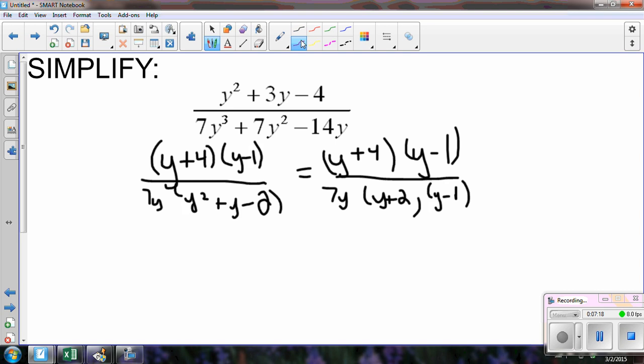Now you look for any common factors. And really in this problem, not much is in common. On the top and the bottom, the only thing they have in common is y minus 1. So then you're going to rewrite this as y plus 4. Nothing else cancels out. The trick is that you're going to be tempted to cancel out everything. And you cannot. So then you're left with 7y times y plus 2. And you're not simplified if there's still parentheses in your answer, so you need to distribute to be done.